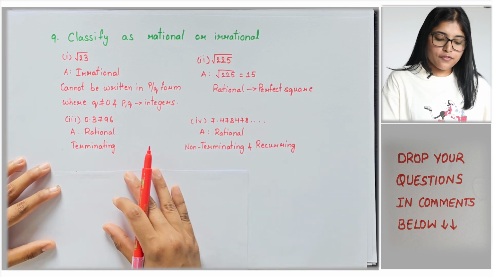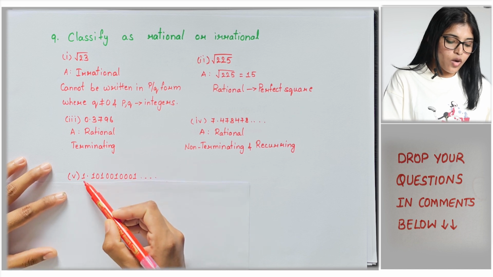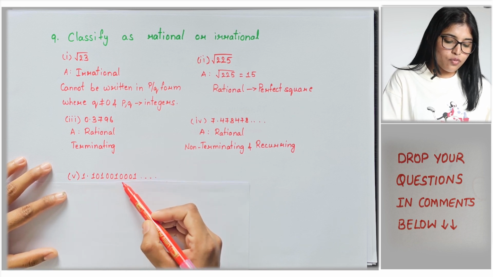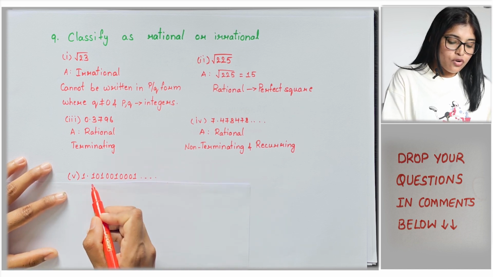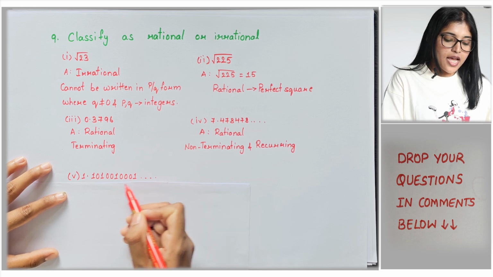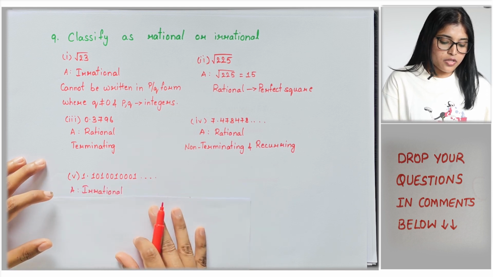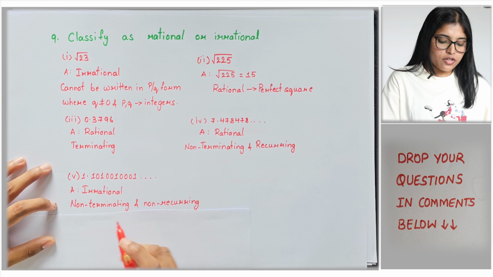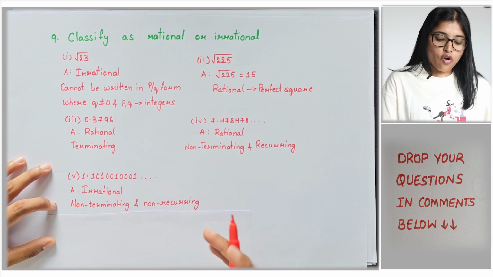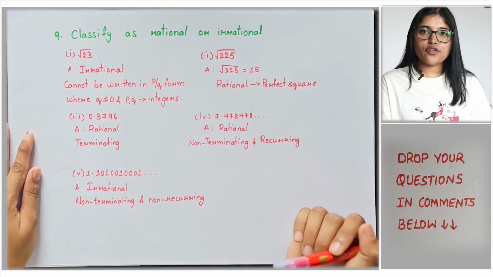Let's take a look at the fifth question. Fifth question says 1.101001001, and so on. We do not see a recurring pattern over here, and this is a non-terminating decimal. So this is irrational because it is non-terminating and non-recurring. With this, we have reached the end of 1.3.